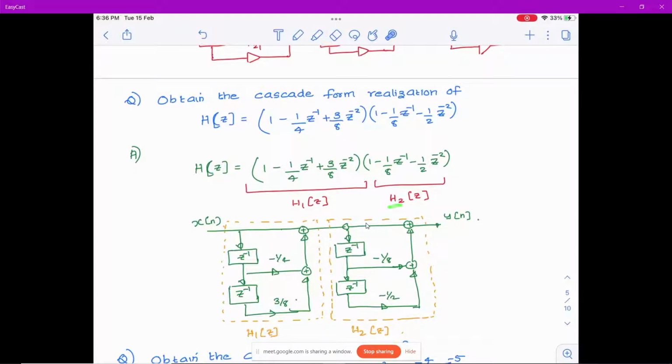Go to h2 of z. How many delays? 1, 2. So in a separate block, you will have a starting point, 2 delays, one below the other. After the first delay, there is a multiplication by minus 1 by 8. So after the first delay, you put a multiplier block and put minus 1 by 8. After the second delay, there is a multiplication by minus 1 by 2. So after the second delay, you multiply by minus 1 by 2, and these two are getting added.